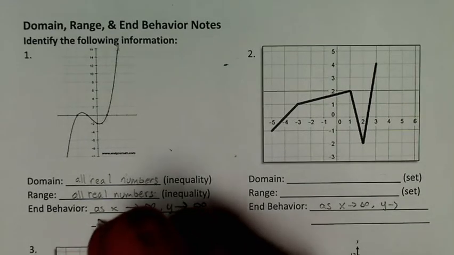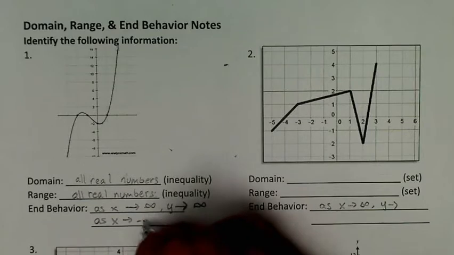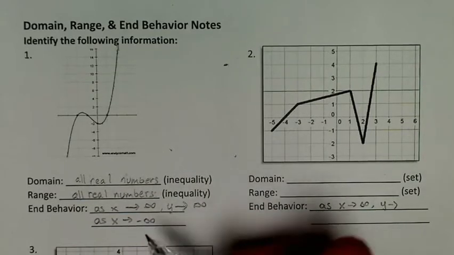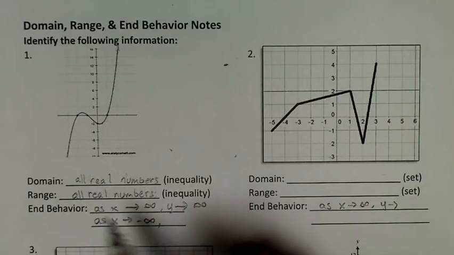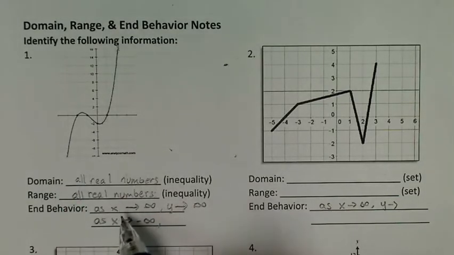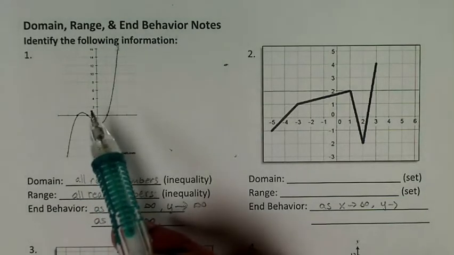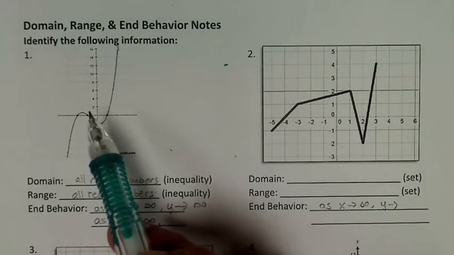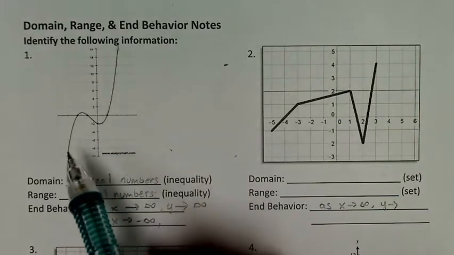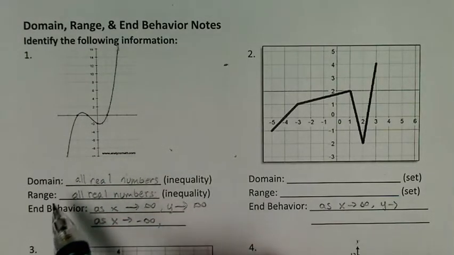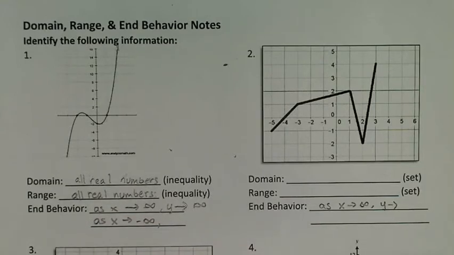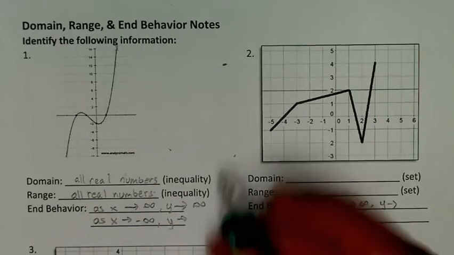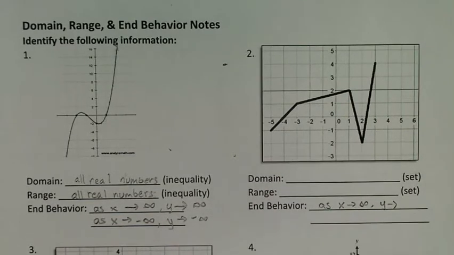Now we have to look at the other side. As x approaches negative infinity. So we can't move from left to right and have x approach negative infinity. We have to look at the graph going from right to left. So as we move to the left on this graph, what's happening to our y values? Well, they're decreasing. Where do they stop decreasing? They never stop decreasing. So that means that our y value is going to approach negative infinity. And that's our end behavior.